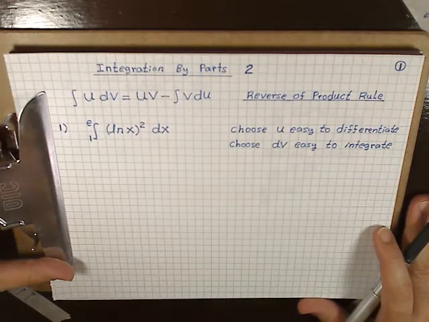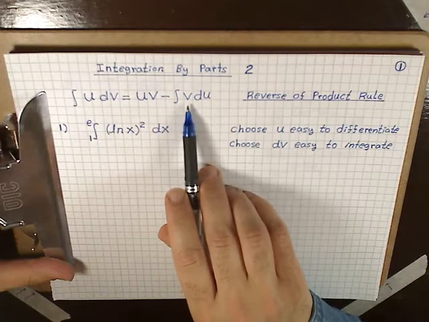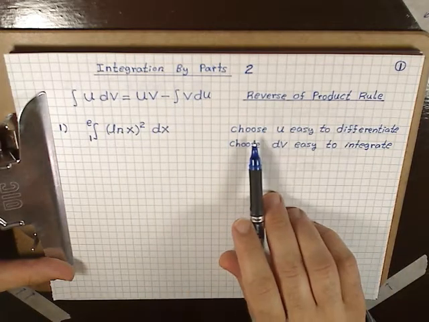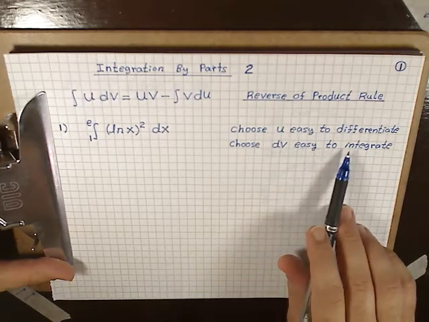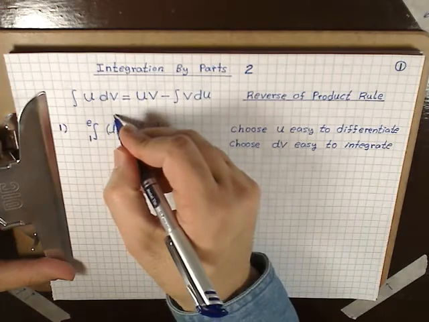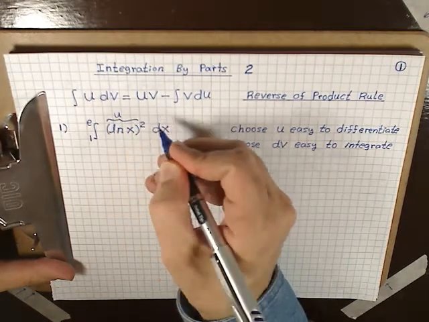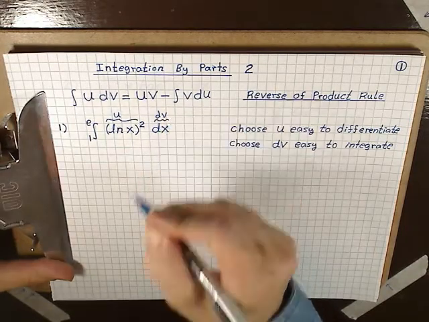Integration by parts 2. The integral of u dv is equal to uv minus the integral of v du. This is the reverse of the product rule. The strategy is: choose u easy to differentiate, choose dv easy to integrate. So we will let u be equal to (ln x) squared, and dv is equal to dx.